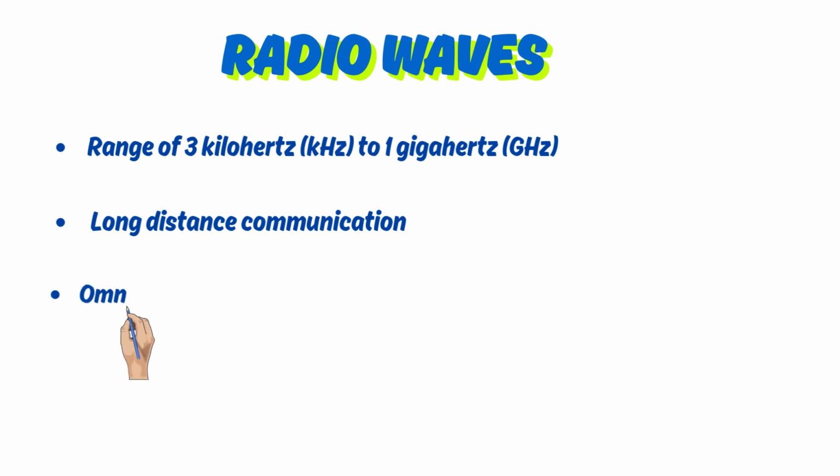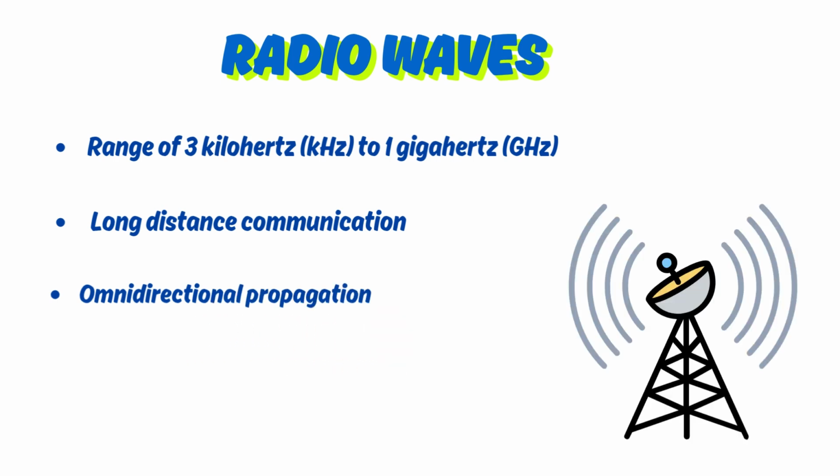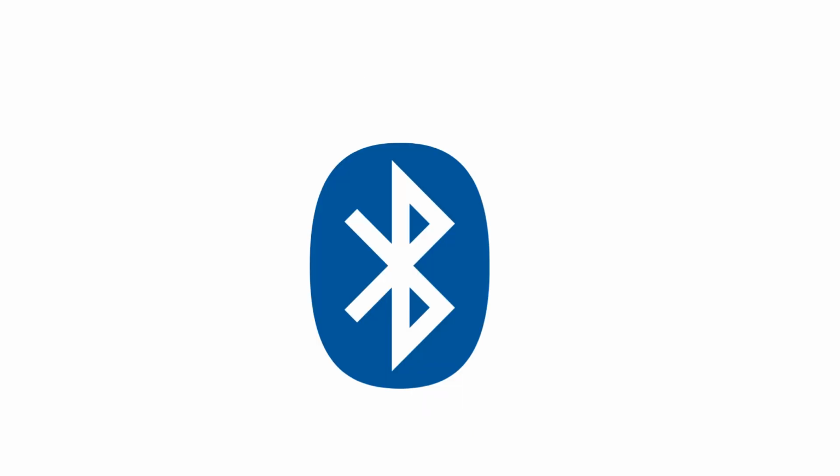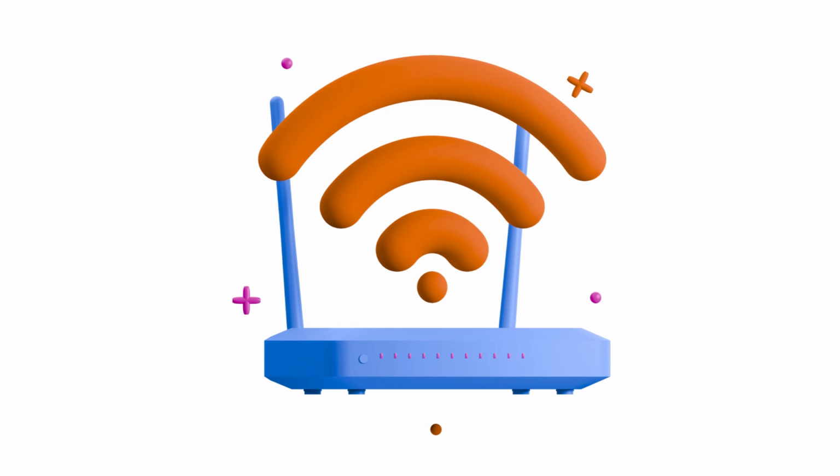Radio waves provide omnidirectional transmission. It means when a device such as a radio tower or Wi-Fi router emits radio waves, the signal spreads out in all directions. This means multiple receivers can pick up the same signal at the same time. Because of this, radio waves are commonly used in FM, AM radio broadcasting, television signals, walkie-talkies, Bluetooth devices, and wireless local area networks such as Wi-Fi.